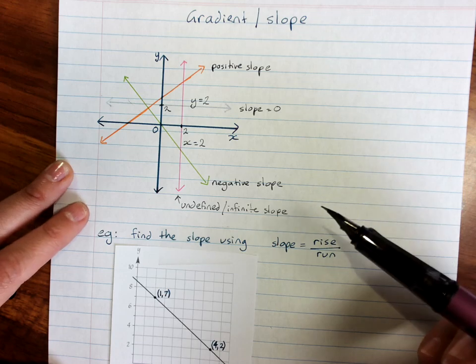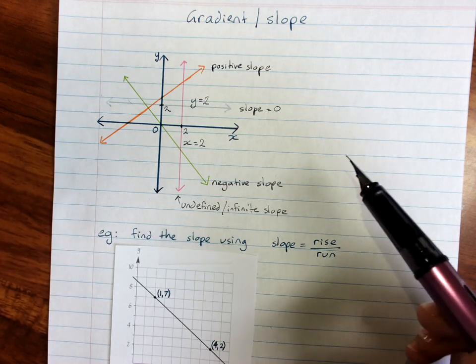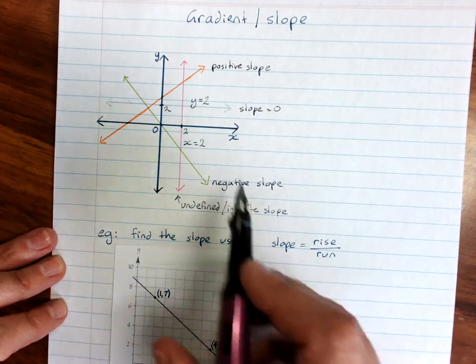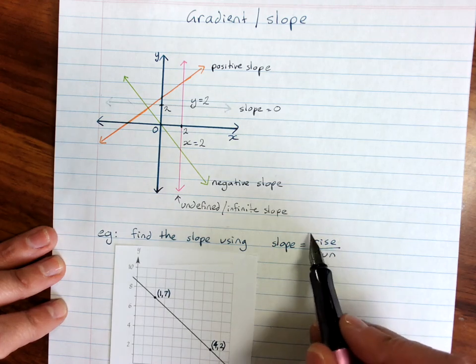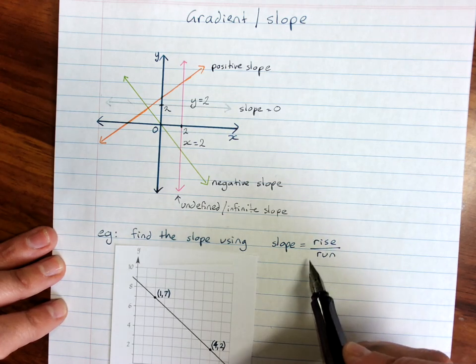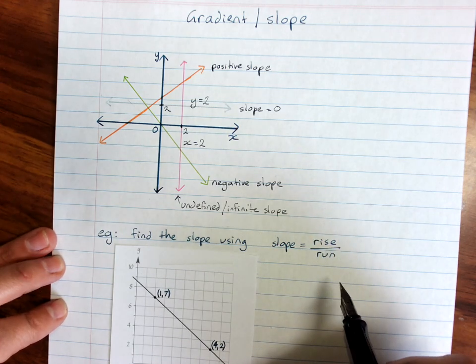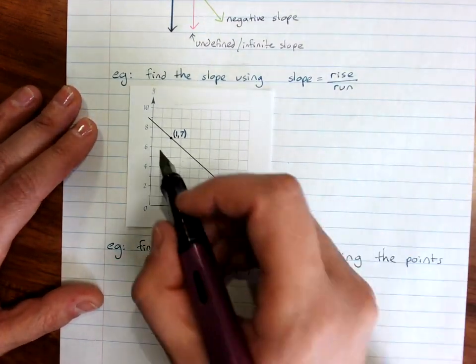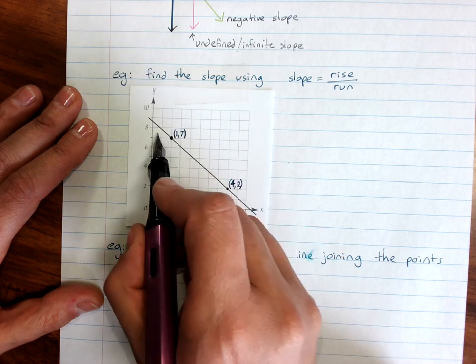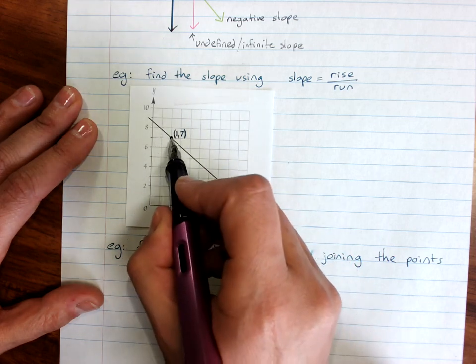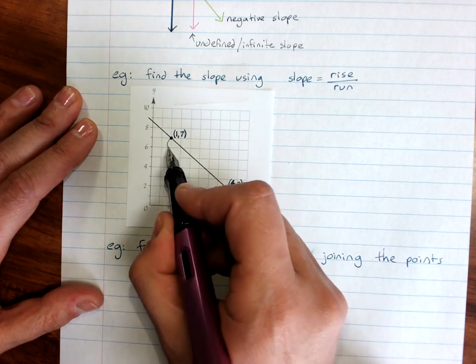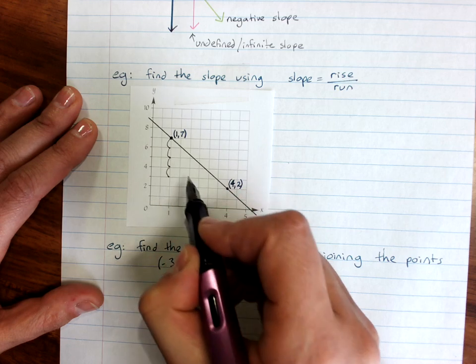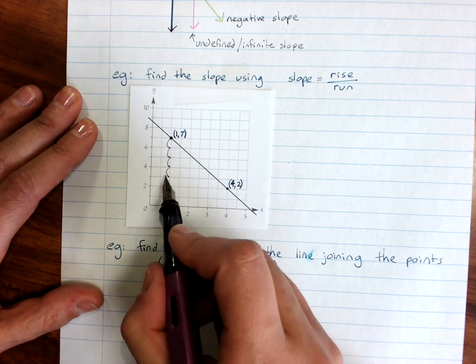We also need to be able to find the slope. And the slope is how much a line goes up, its rise, by how much a line goes across, its run. If you've got a graph, that's pretty easy. From this point to this point, the line drops by 1, 2, 3, 4, 5.